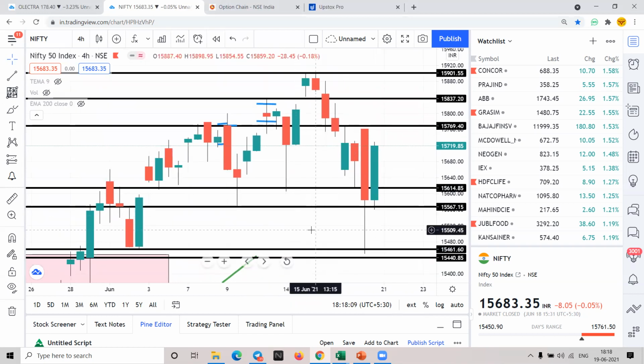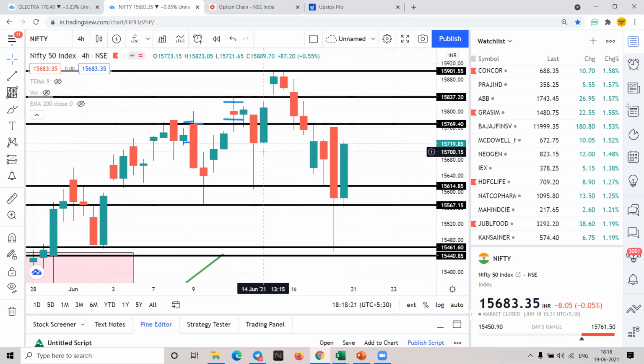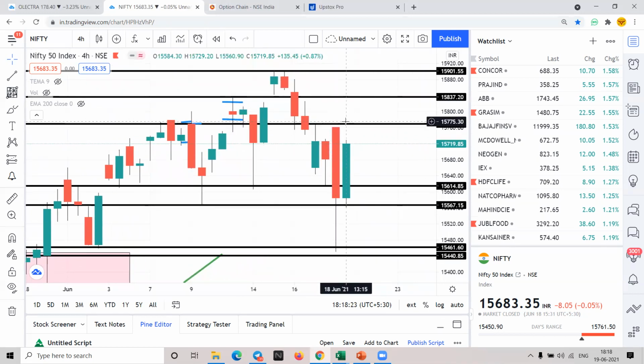Yes, so these supports are very important. I have taught this also, how you can draw simple supports. So this was the expected, this was broken, then it went to the next support, and from here the reversal came. Now understand, if Nifty is crossing this high, that is a very good signal that Nifty will go to 16,000, because there is a resistance here. Once it has rejected, second time it has rejected.